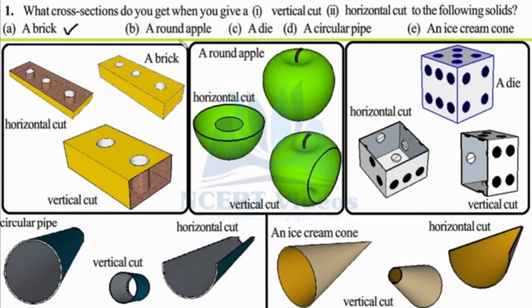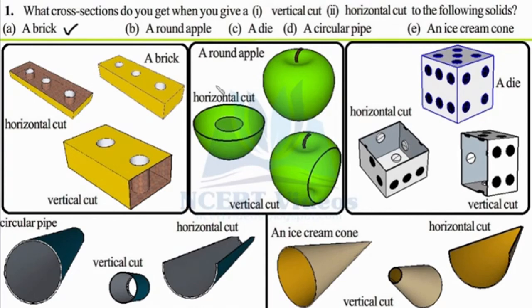A round apple. Here you can see a green fresh apple. You must eat it every day because an apple a day keeps the doctor away, as the saying goes. So it's a round apple. When you perform a horizontal cut, that is, you will cut like this with the help of a knife or with the help of your imagination, you will get a circle. So the cross section that we get after cutting an apple horizontally is a circle.